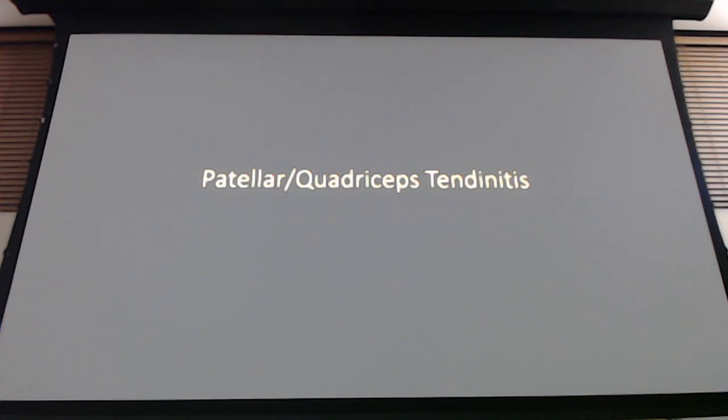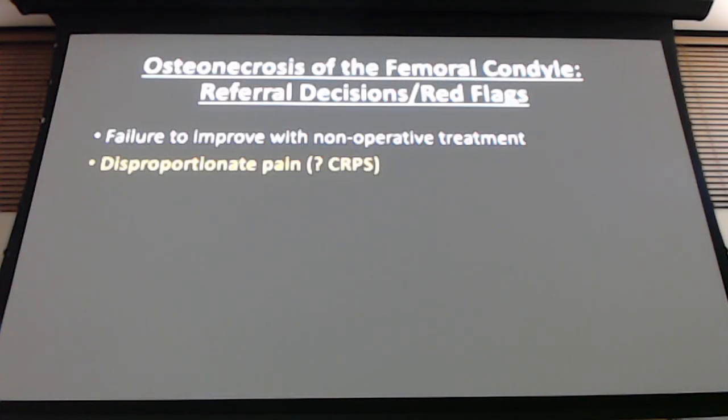We talked about, last time we finished up with what? Osteonecrosis of femoral condyle. What's the most common condyle that's affected? Medial. Okay, good. So just understand that, when you're looking at imaging, when you're talking about osteonecrosis, you're going to focus on the medial femoral condyle.